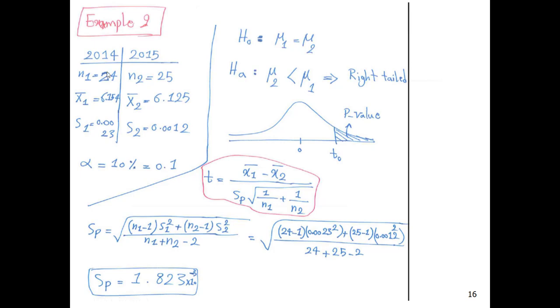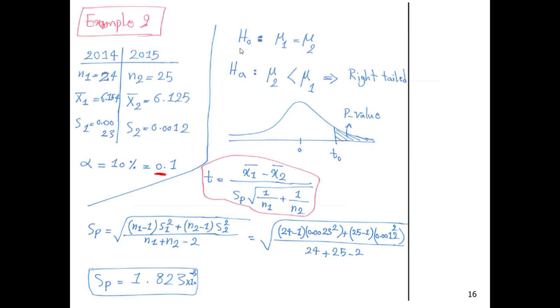So in 2014, we have 24 data points, the mean is 6.154, and the standard deviation is 0.023. In 2015, we have 25 samples, the mean is 6.125, S2 is 0.012, and the significance level is also given, 10% or 0.1. So this is my example.